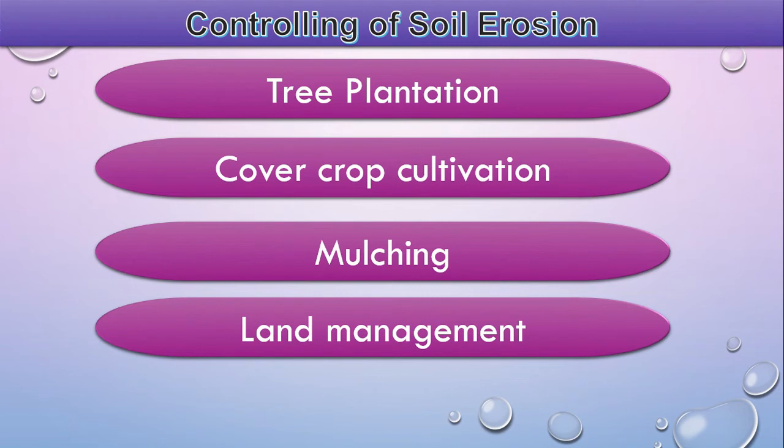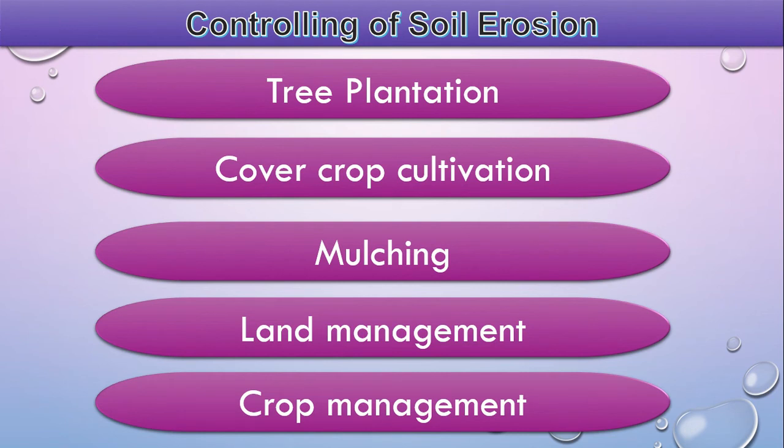Land management. We have to manage the land for the whole year. We know there will be three seasons of cropping, which are Rabi, Kharif 1, and Kharif 2. If you manage the land, in one season we cultivate a crop, and in the other season we do not cultivate the land and leave it fallow. If we leave the land fallow, we are not cultivating it, which means soil erosion will be controlled.